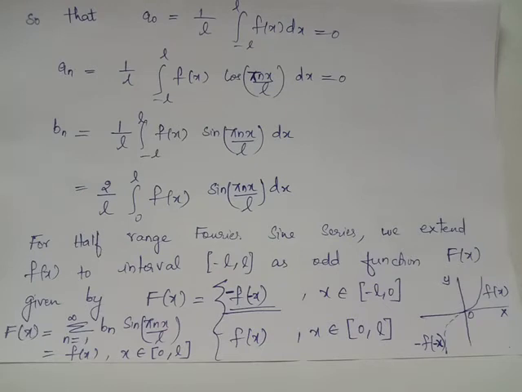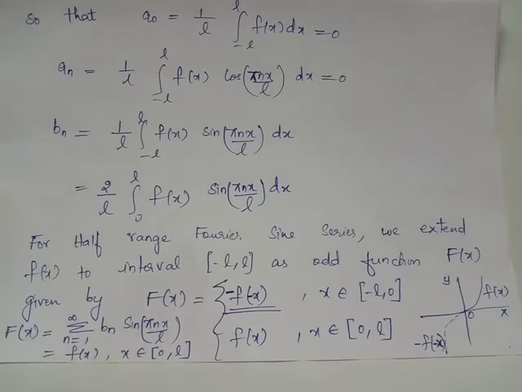Thus, we will have the Fourier series expansion for the function f of x given by the summation, n ranging from 1 to infinity, of bn sin(pi n x by L), and this expansion will coincide with small f of x for x belonging to the range 0 to L.